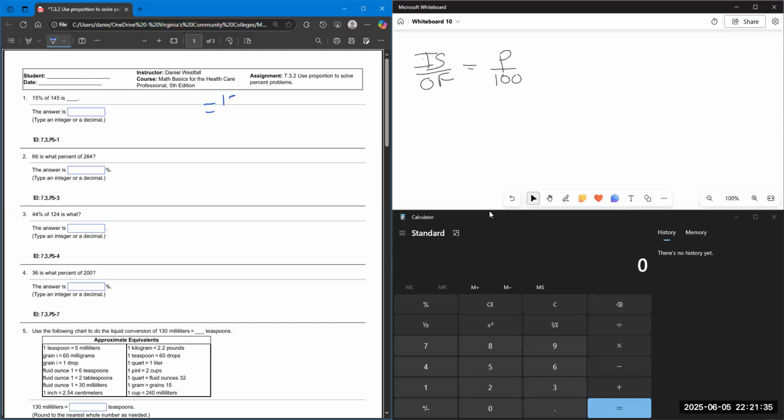15% of 145 is what? So X will be equal to 15 times 145 over 100. 15 times 145 divided by 100. X is 21.75.